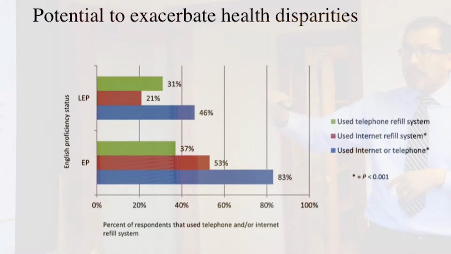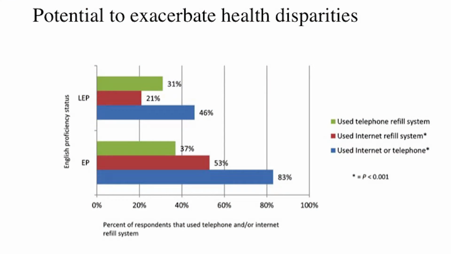The last thing about the language disparities is this bar graph out of a paper that I published recently with some colleagues from University of Washington and Group Health. It's on Group Health Cooperative data, patients from Group Health, asking them whether they had used the internet portal to refill their medications for diabetes and hypertension.